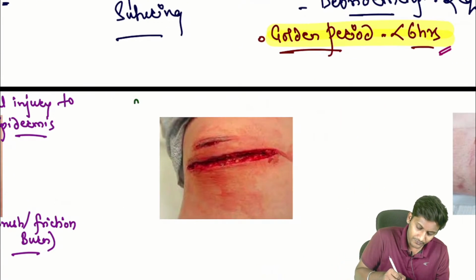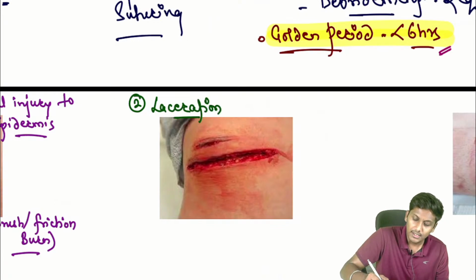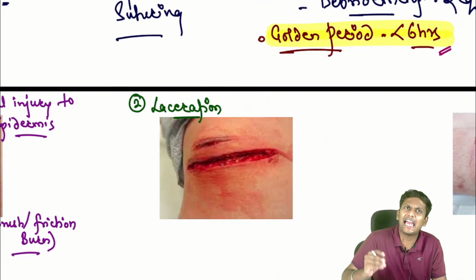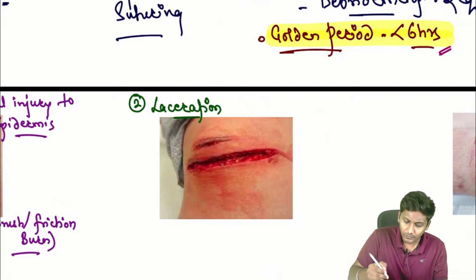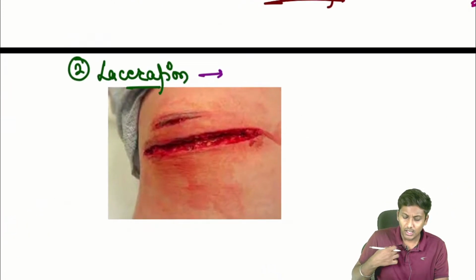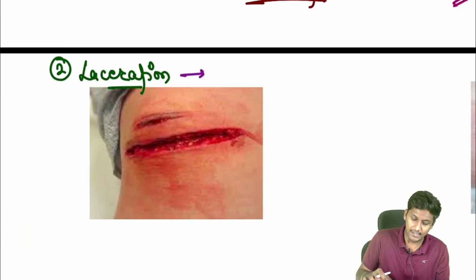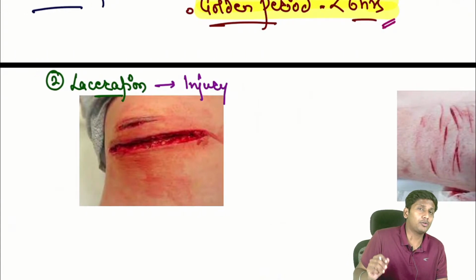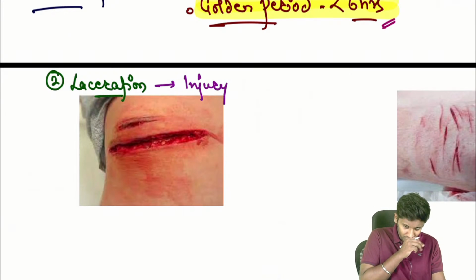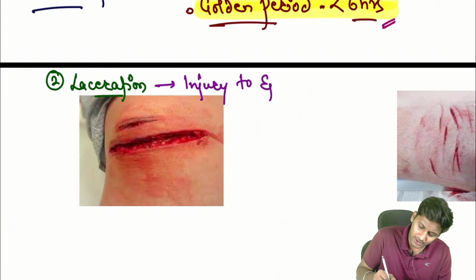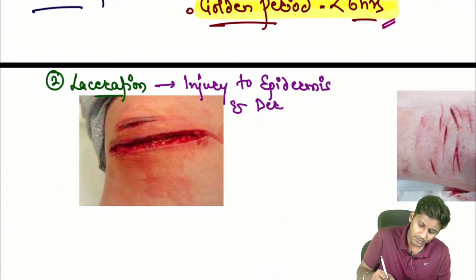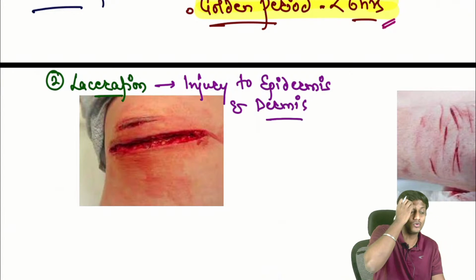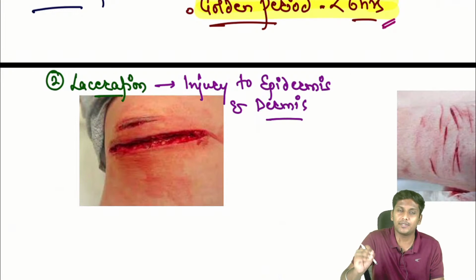Next one which is there is known as a laceration. Important is this laceration can be seen in a road traffic accident. What is seen in a laceration? Definitely in laceration there is a deep wound, which not only involves the epidermis but it also involves the dermis as well. So there is injury to the dermis and the epidermis, sometimes even the subcutaneous tissue, but mainly it is injury to the epidermis and dermis for sure.